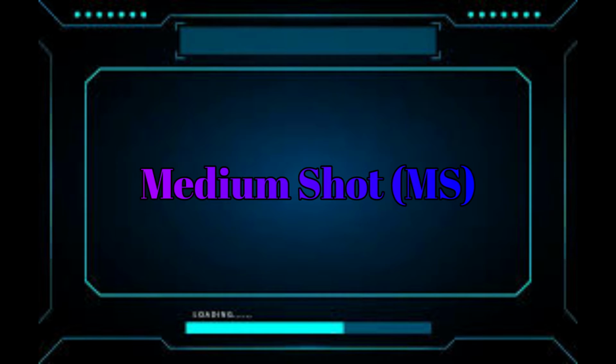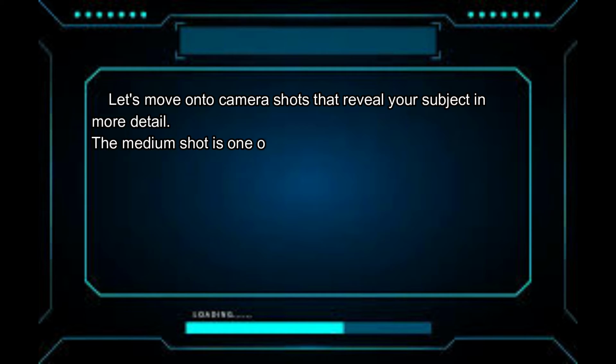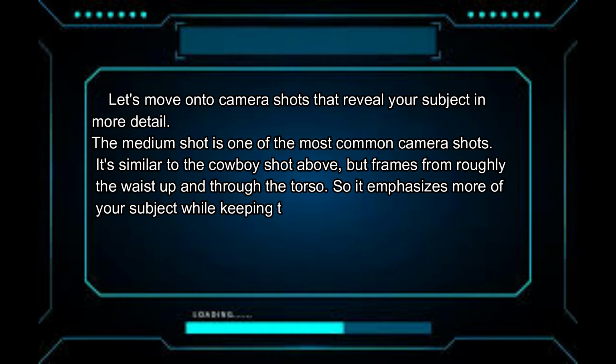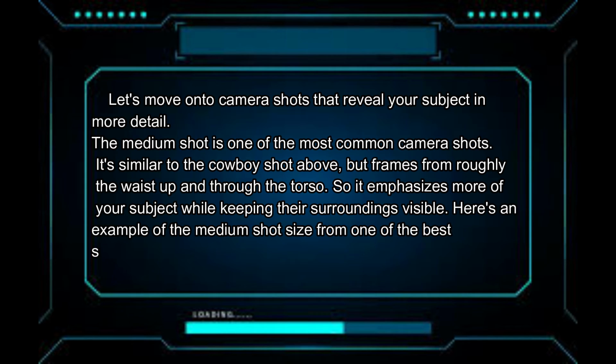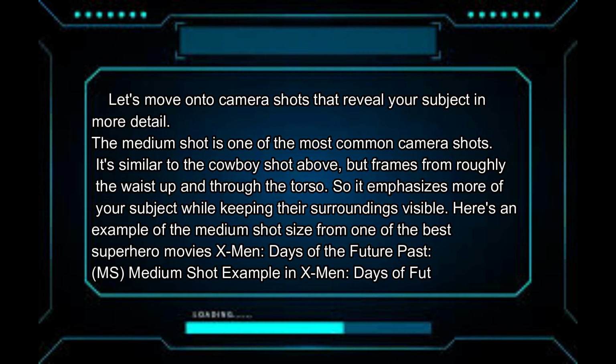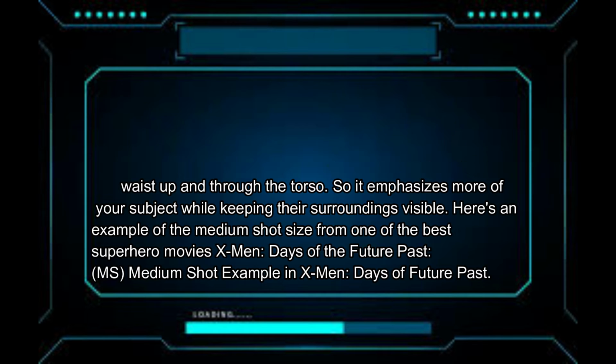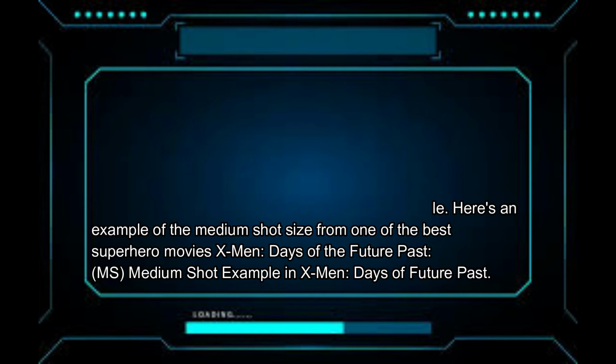Medium shot. Let's move on to camera shots that reveal your subject in more detail. The medium shot is one of the most common camera shots. It's similar to the cowboy shot above but frames from roughly the waist up and through the torso, so it emphasizes more of your subject while keeping their surroundings visible. Here's an example of the medium shot size from one of the best superhero movies, X-Men Days of Future Past.